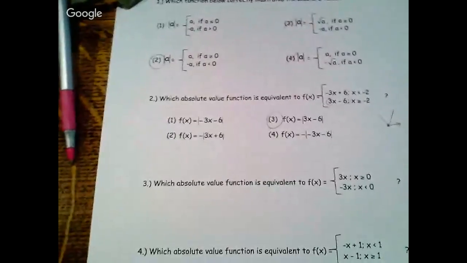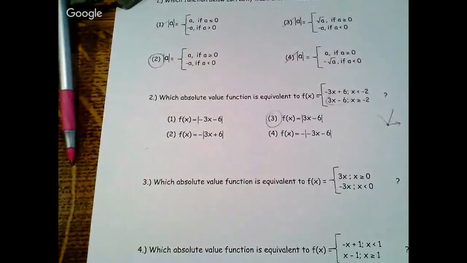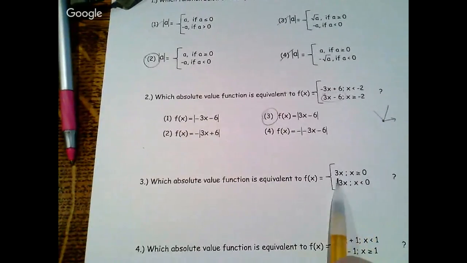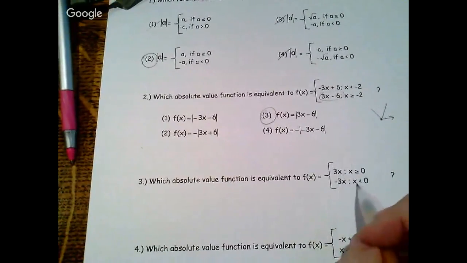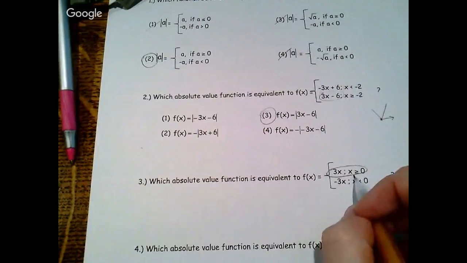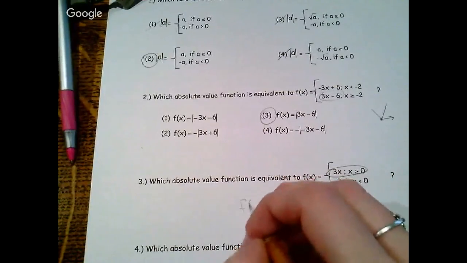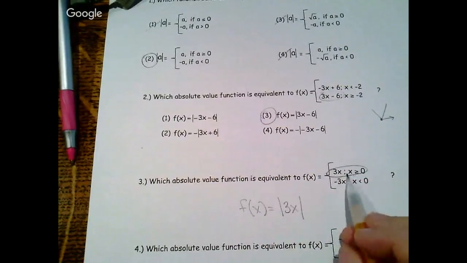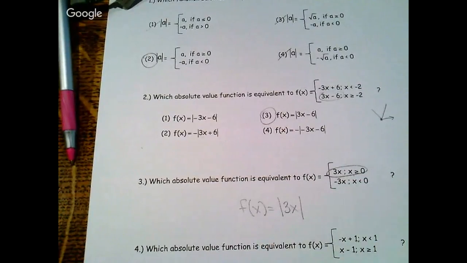Okay. Number 3 here, which absolute value function is equivalent to this one? Well, here this is saying when x is greater than or equal to 0, I have 3x. But when it's less than 0, I have a -3x. Because we're always looking for the greater than or equal to sign as being our function, we know that f of x is going to have to equal the absolute value of 3x. And if you want, you can check to make sure that you did it correctly.